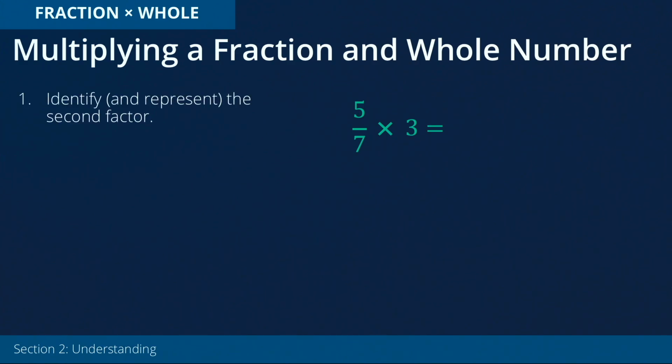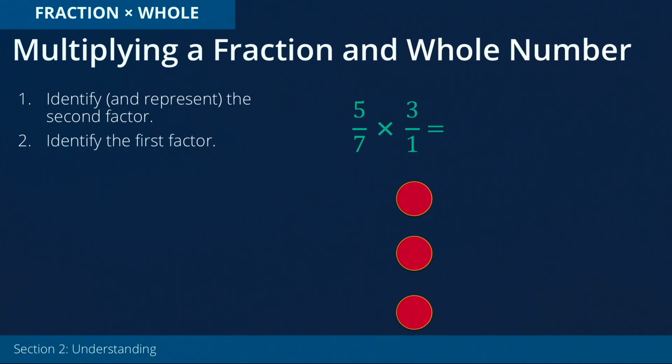I'm going to identify and represent the second factor. This time, I'm going to use those two color counters. I'm going to represent 3. I've got 1, 2, 3. Now I'm going to find 5/7 of 3. Now I could divide each of those counters, each of those wholes, into 7 equal parts and find 5 of them. But with the two color counters, I could also create sets now of 7.